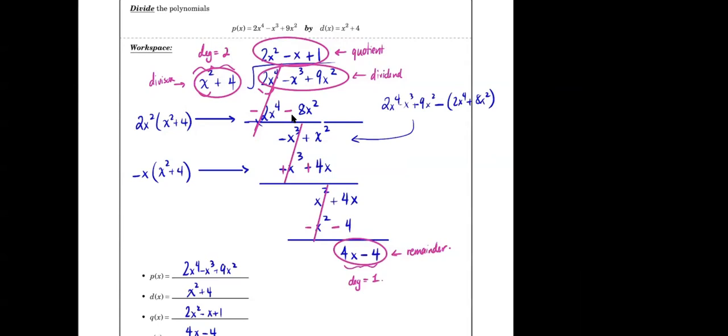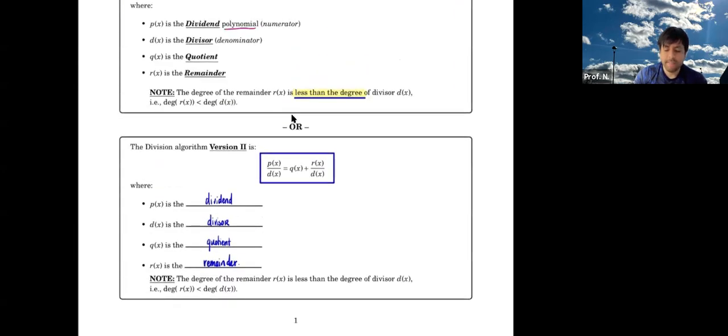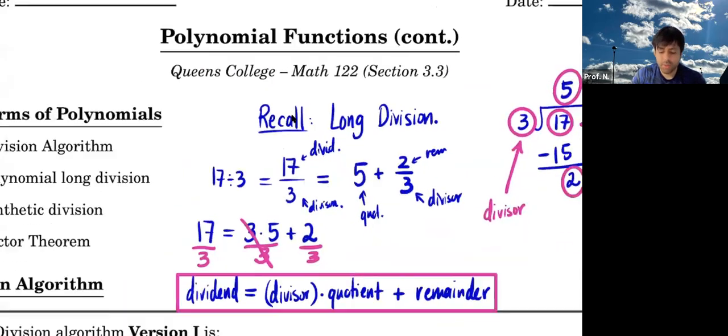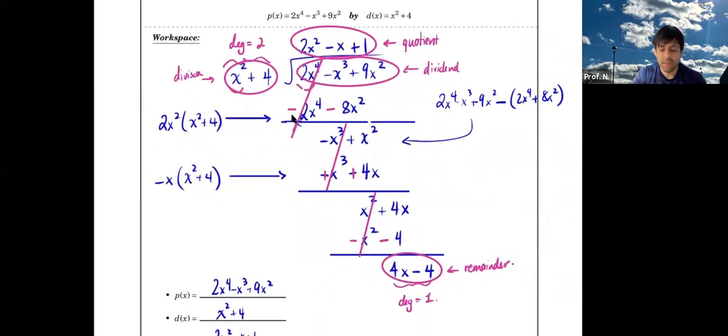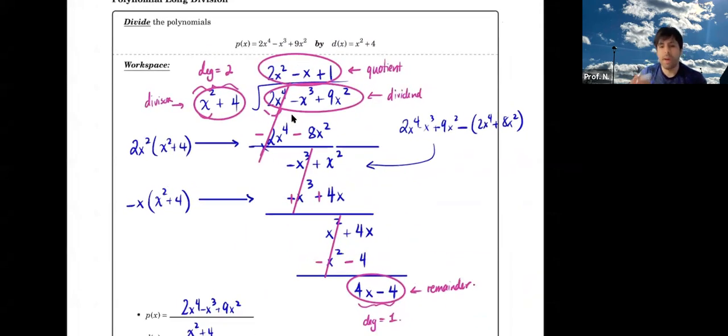Again, this division process is exactly the same process that we used to divide 17 by 3. The only difference now is that we have to repeat, or iterate, the process, because we're not dealing with just numbers, we're dealing with polynomials. That changes the nature of the process a bit, but essentially it's the same steps.